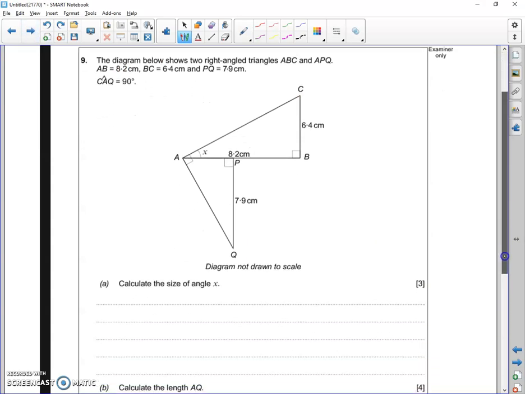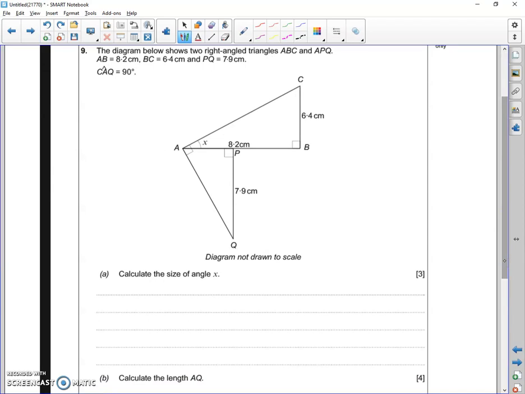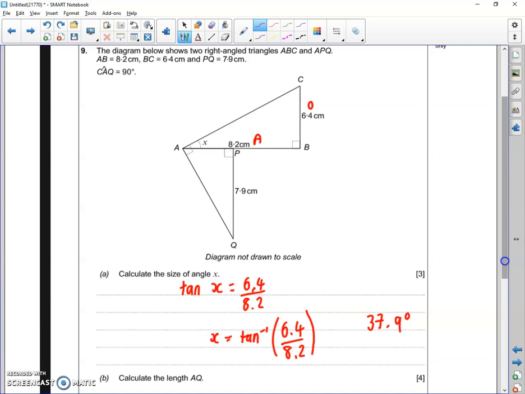Question 9. We've got right angle triangles, we've got angles and sides. This is trigonometry then. So part A, calculate the size of angle X. So this is looking at the top triangle. That's our opposite, that's our adjacent. This is a tan question. So tan x equals O over A, so 6.4 over 8.2. If you want to calculate x, you'll have to do tan minus 1. So x equals tan minus 1 in brackets, 6.4 over 8.2. That gives us an angle of 37.9 degrees or 38 degrees. If I say 37.9 degrees.